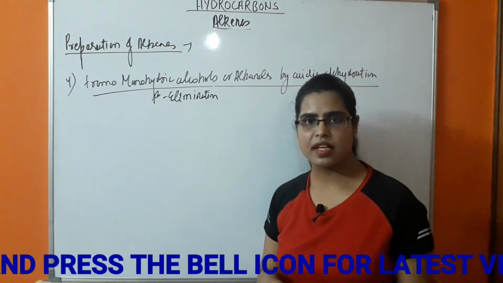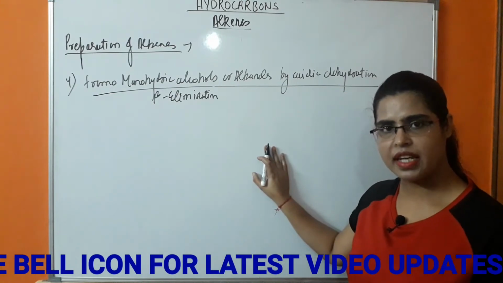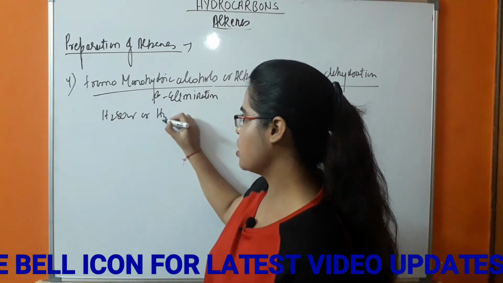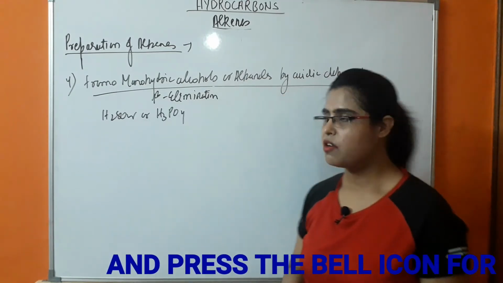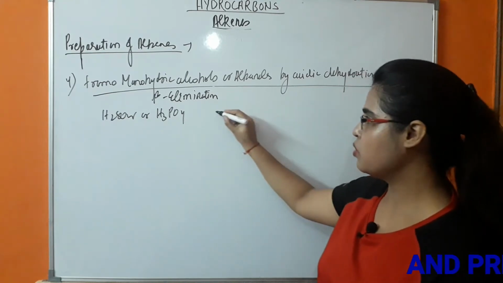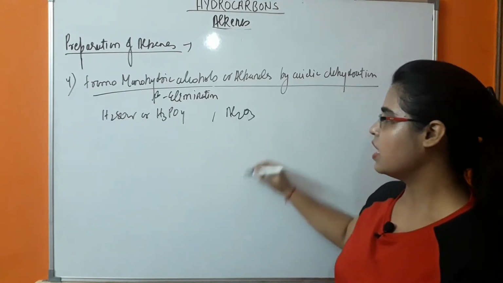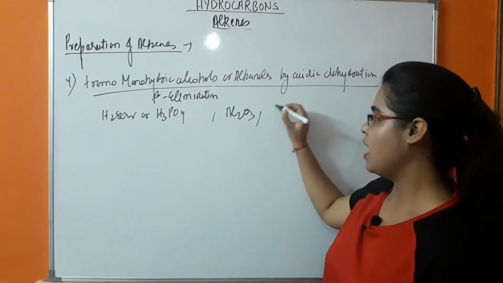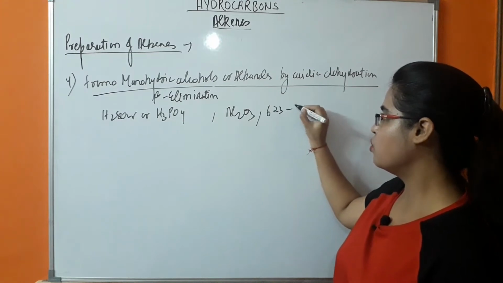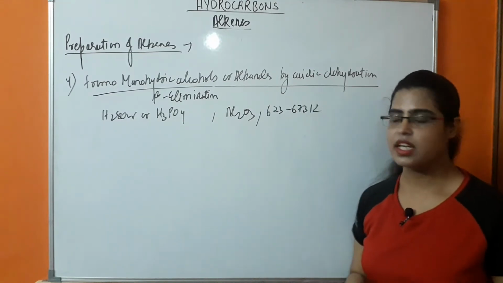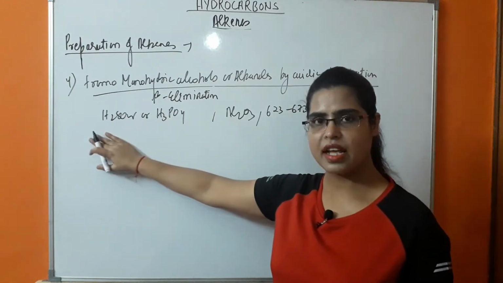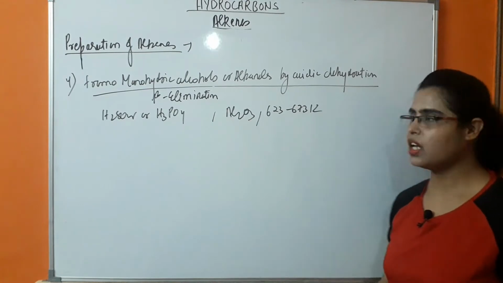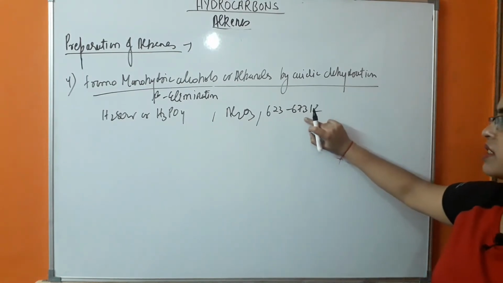So what will happen in this case? What type of mineral acid will be taken? Either H2SO4 or H3PO4 can be taken for dehydration, or there will be use of Al2O3 in the presence of temperature, that is, the temperature condition of this reaction will be 623 to 673 Kelvin. So either there will be use of mineral acid, that is H2SO4 or H3PO4, or there will be use of alumina, with temperature 623 to 673 Kelvin.